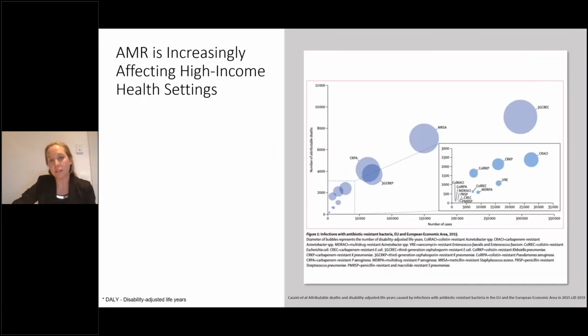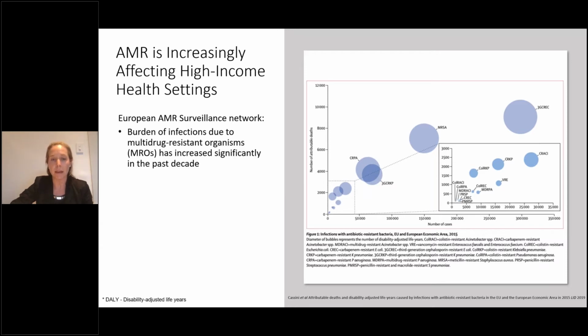But we know that this is not just an issue that's afflicting low and middle income countries. While there's a lot of data that is fortunately being focused on those areas because that is the area of greatest need, we're also seeing data coming out of high income settings. So this publication in The Lancet last year looked at data from the European AMR surveillance network and found that the burden of infections due to multi-drug resistant organisms has increased significantly in the past decade, with carbapenem resistance, as an example, increasing from 18% in 2007 to 28% in 2015.